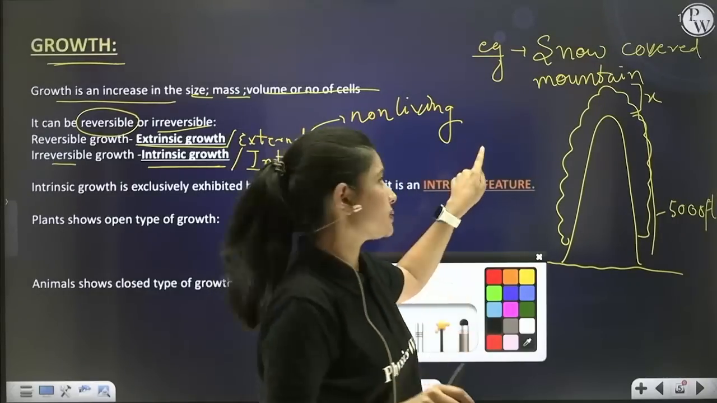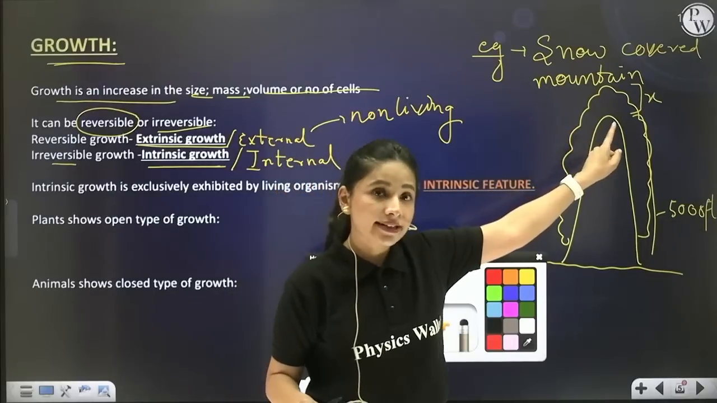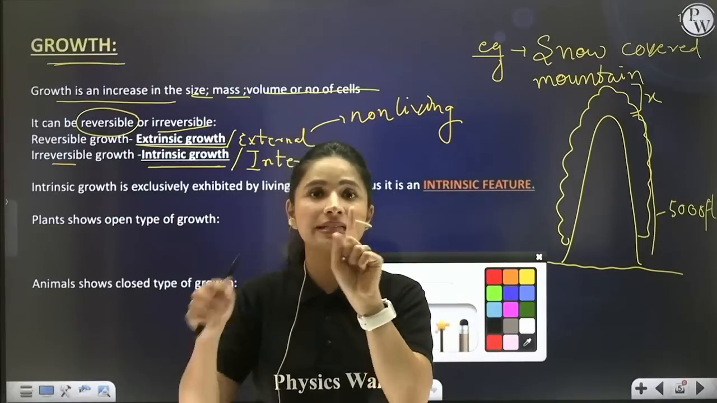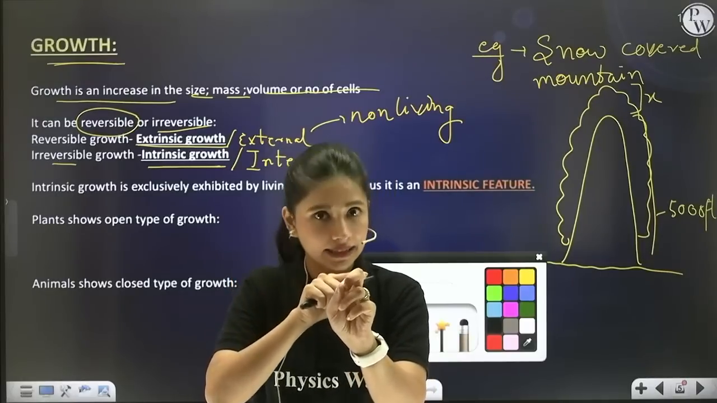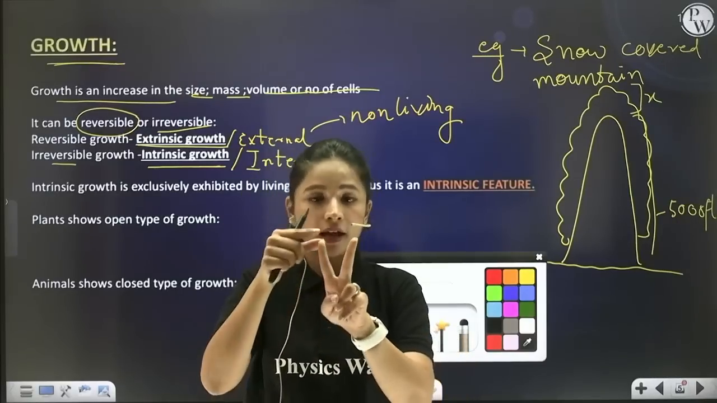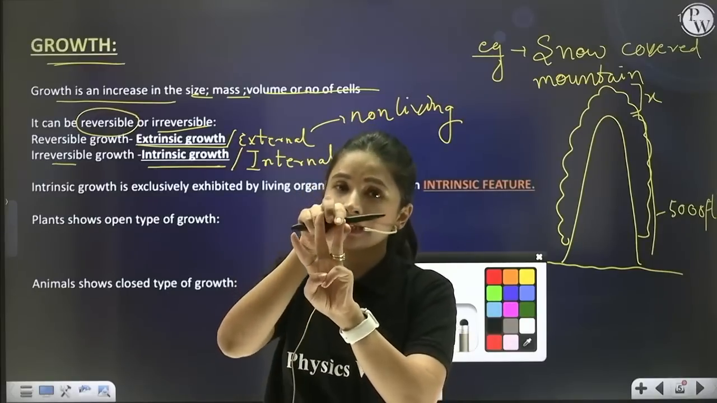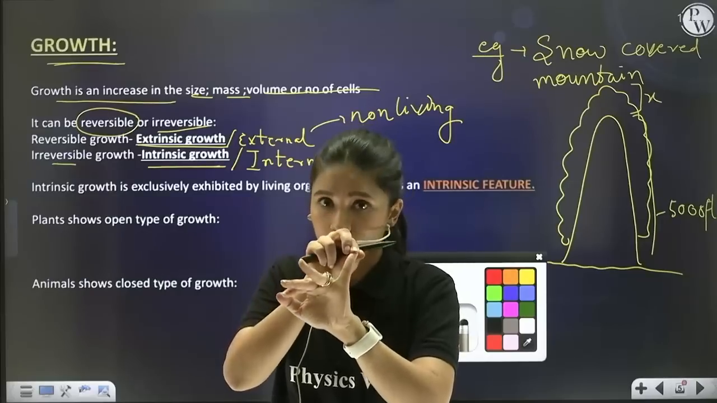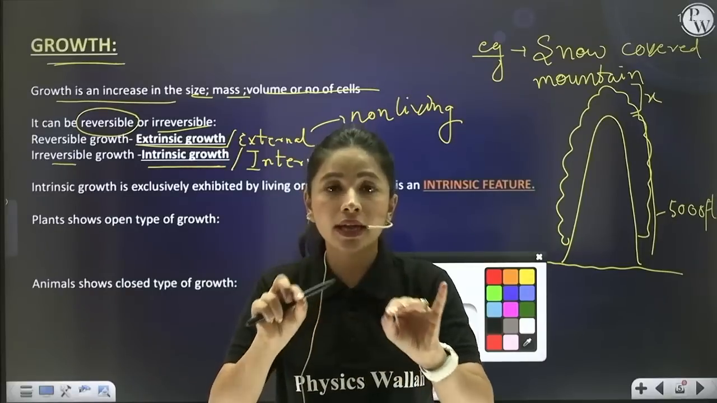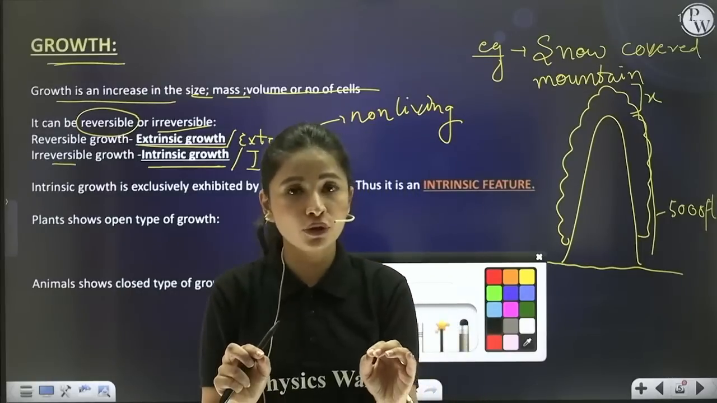Unlike that of extrinsic, you could see the snow deposition on the mountain, right? So extrinsic growth is also visible, but intrinsic growth is not visible directly. You can observe the change because of intrinsic growth, correct? But you cannot visualize it directly. Second, it is internal. Third, it is irreversible. Fourth, it is exhibited by all living organisms without any exception. Am I clear?